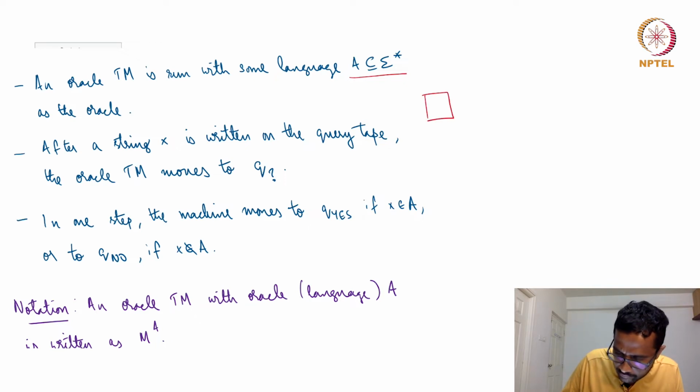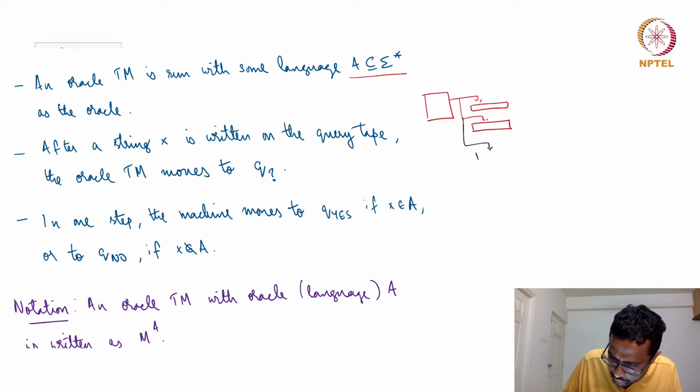So there are Turing machine tapes. Let's say these two are the work tapes, and let's say the black one is the oracle tape, right? So this is the oracle tape. The other ones are work tapes or the query tape.